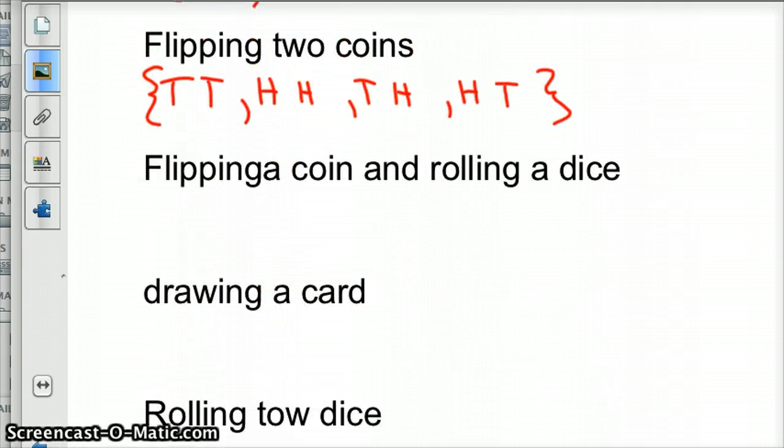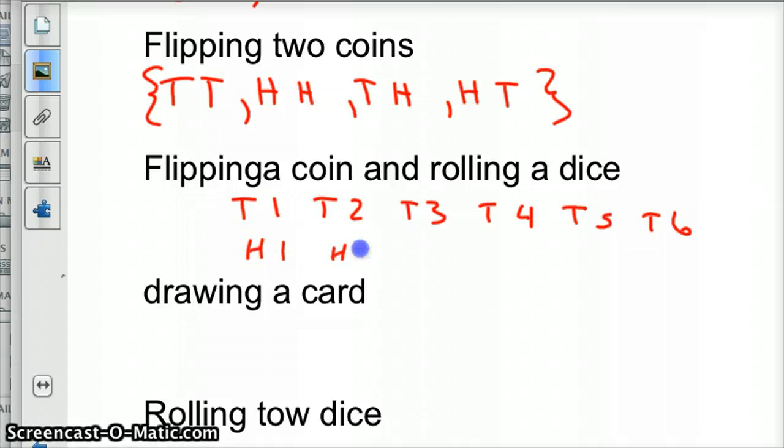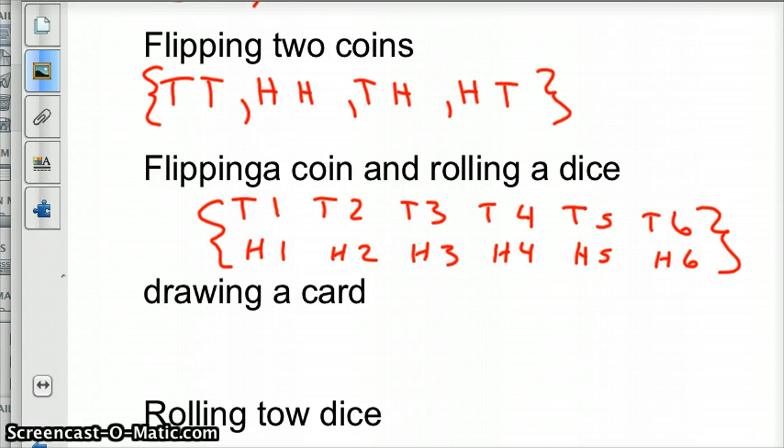Okay, how about flipping a coin and rolling a dice? Well, there you could have tail 1, tail 2, tail 3, tail 4, tail 5, tail 6, or you could have head 1, head 2, head 3, head 4, head 5, or head 6. So those are all of your sample spaces for flipping a coin and rolling a dice. That's all the possibilities we could possibly have.